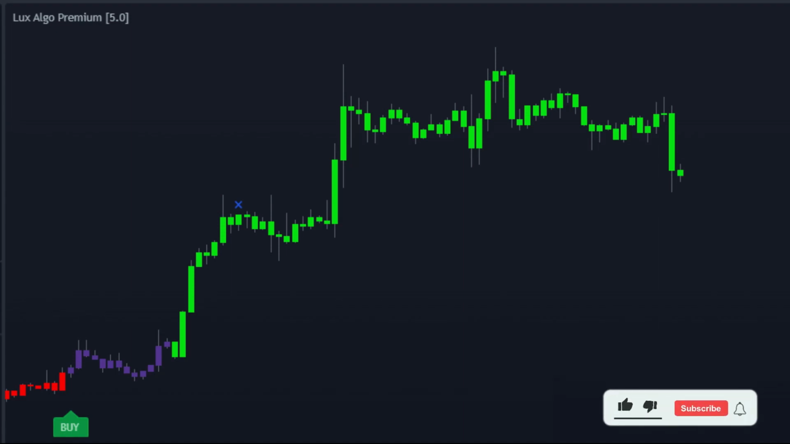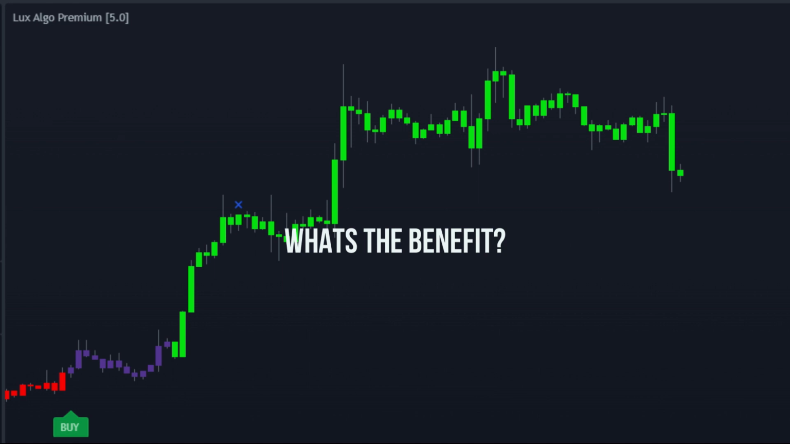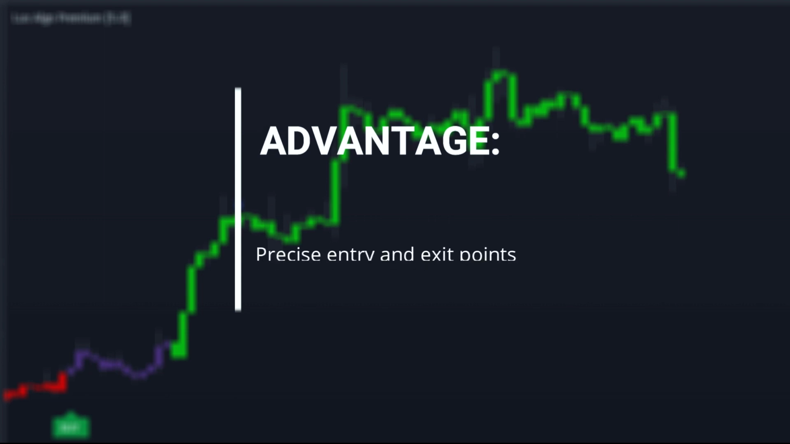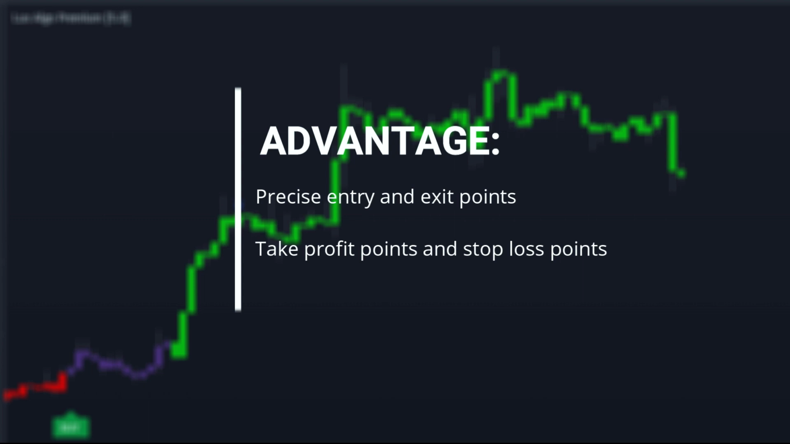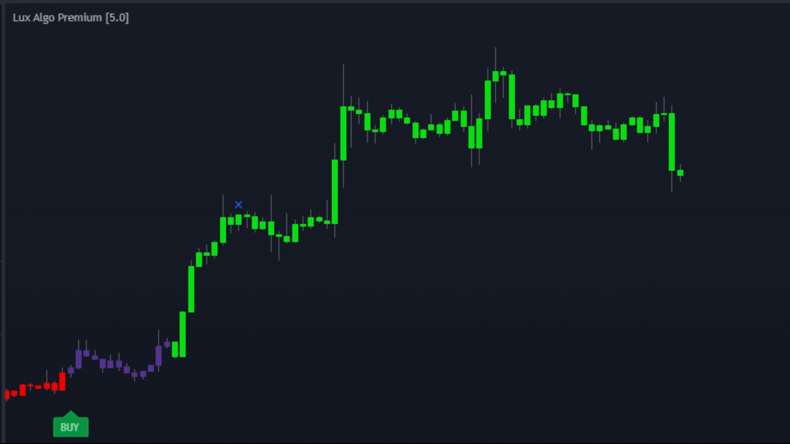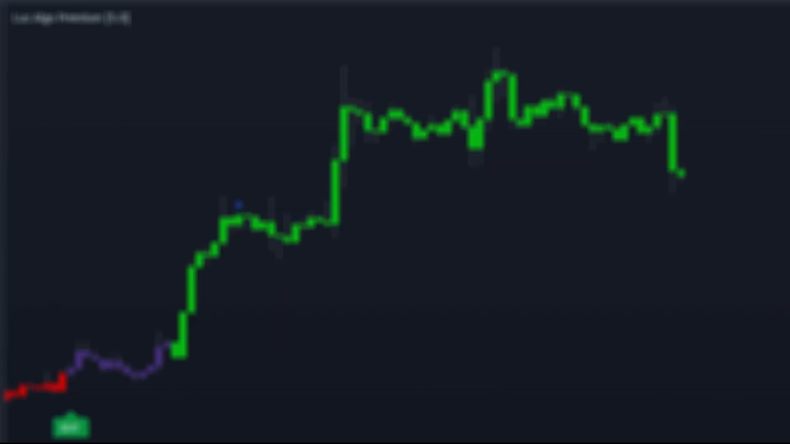So, in this video, we have looked at the features of the Lux Algo signals and indicators. But what's the benefit to you in using the complete set of trading tools? Well, the advantages of using all the tools available to you in the Lux Algo package is that it gives you precise entry and exit points, take profit points, and stop loss points, ultimately giving you the edge, so you're able to make decisions with confidence that your analysis is more likely to go the way you want it to.